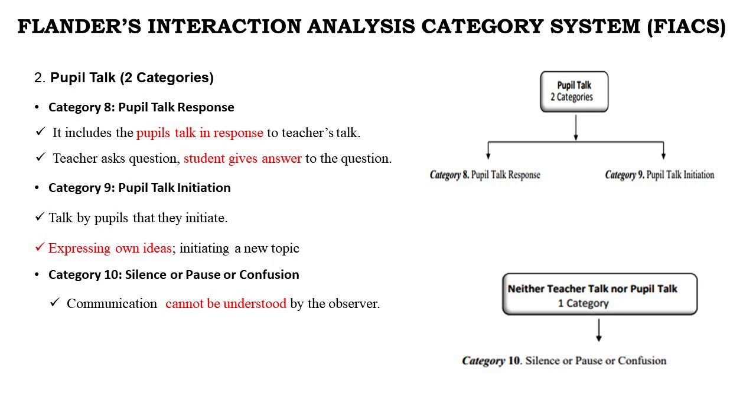Category 9, pupil talk initiation. It is talk by pupils that they initiate, such as expressing own ideas, initiating a new topic, freedom to develop opinions and a line of thought, like asking thoughtful questions, going beyond the existing structure. Category 10, silence or pause or confusion. Pauses, short periods of silence and periods of confusion in which communication cannot be understood by the observer.